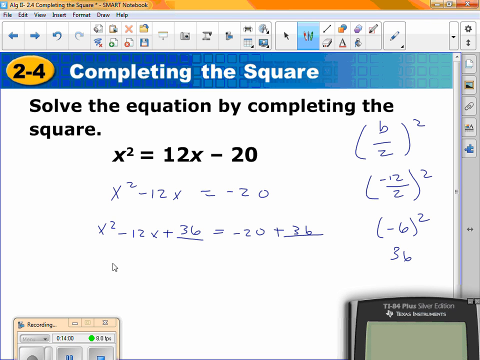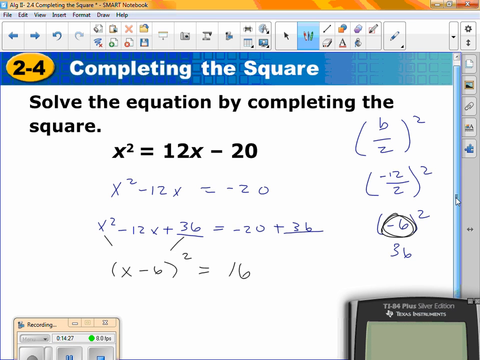Now I'm going to factor. X, what goes in here? Negative 6. You got to think if we're going to do this, it's square root, take the sign. Equals, what's negative 20 plus 36? 16.